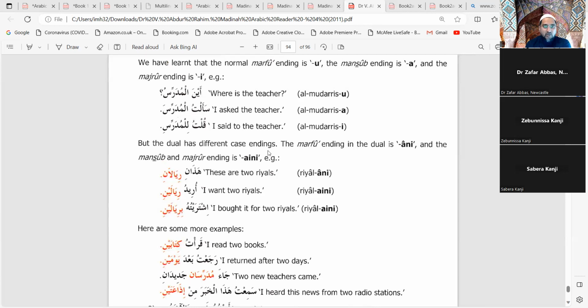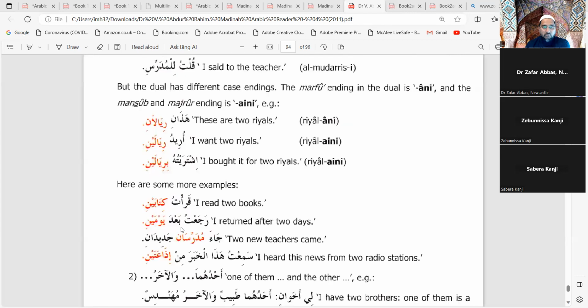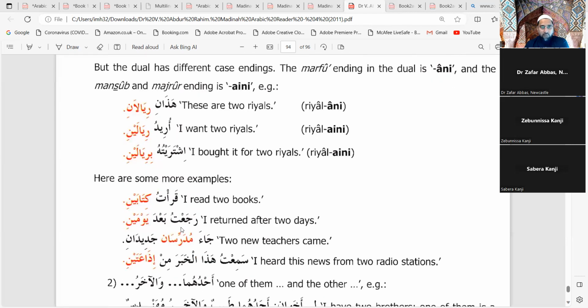Correct. So with the dual itself, in the mansub and the majroor, the alif and the noon with a kasra changes to ya and noon with a kasra. Riyalaini and biriyalaini. Correct? And why is it biriyalaini in the state? How would you know in biriyalaini and uridu riyalaini that one of them is in the mansub and the other is in the majroor state? How do you know the difference? So uridu riyalaini and ishtaraytuhu biriyalaini. How do you know riyalaini and biriyalaini? One's in the mansub case and the other is in the majroor case. How do you know that?